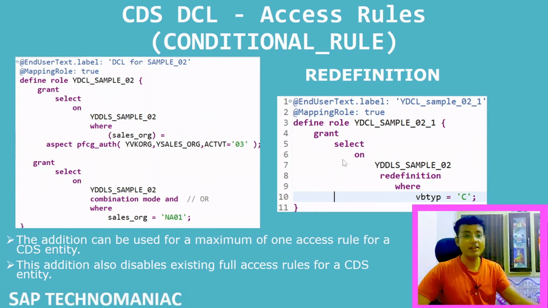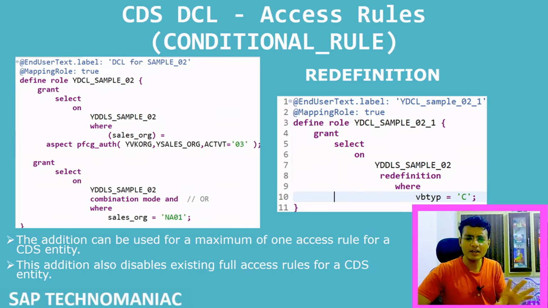But one more important thing: for a particular CDS entity, only one DCL or only one access control can be created using the redefinition. If you create multiple, either you will get a syntax error right away, or you will get an error when you execute. This addition can also override existing ones. If somebody has given full access control and we want to override that full access control, we can also do that using redefinition. We create another DCL, give the redefinition, and give our own conditions. It will override the grant full access as well.